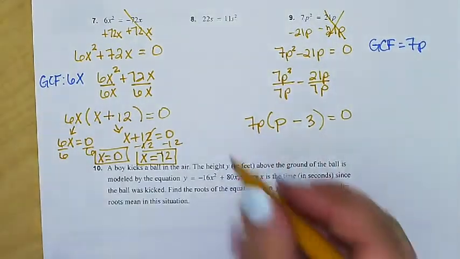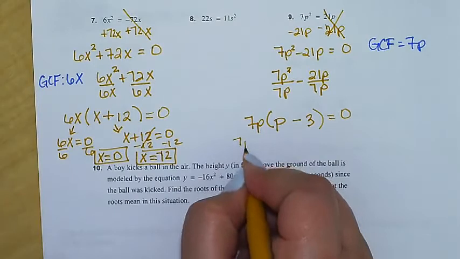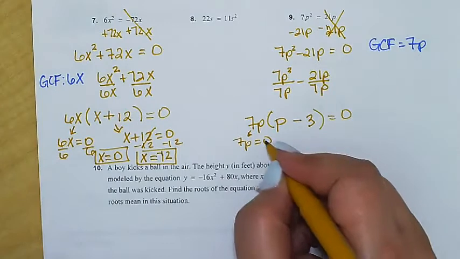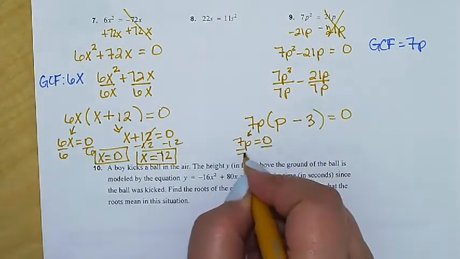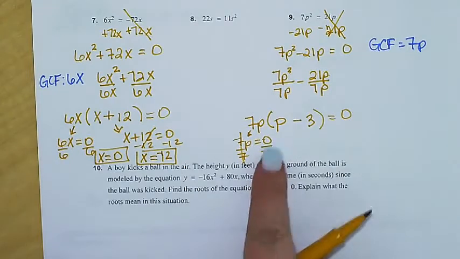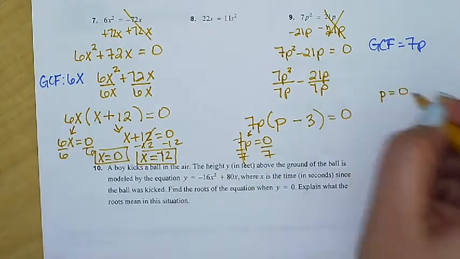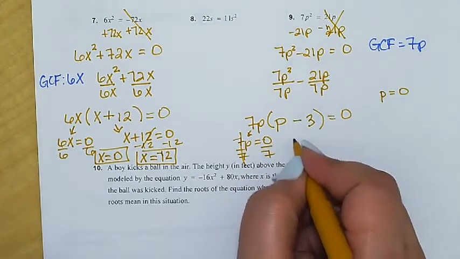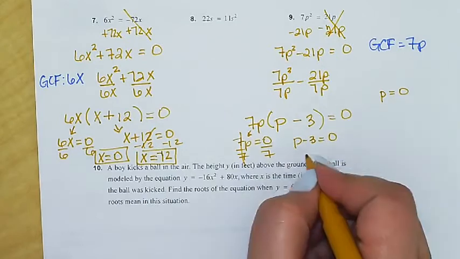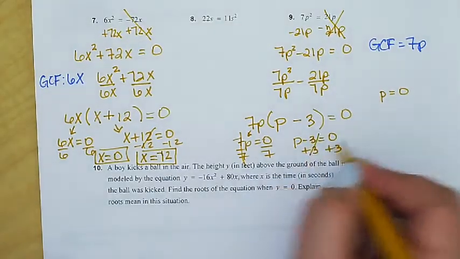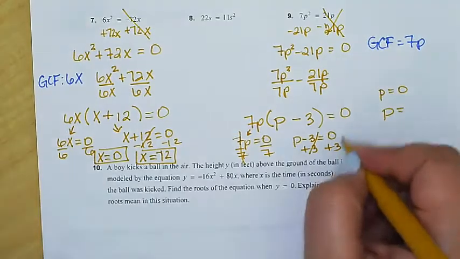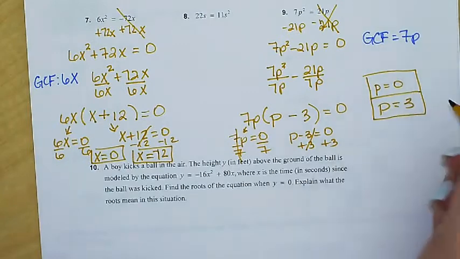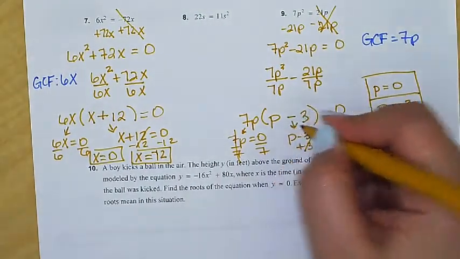Okay. And if this times this is 0, we can now finish this off using the zero product property. One option is this monomial is equal to 0, and if I divide both sides by 7, I still get 0 here. So p equals 0 is one of our solutions. And the other is if we take this p minus 3 is equal to 0, and if I add 3 on both sides, I get p is equal to 3. So these are the two solutions for that one. Okay, we just set each factor equal to 0.